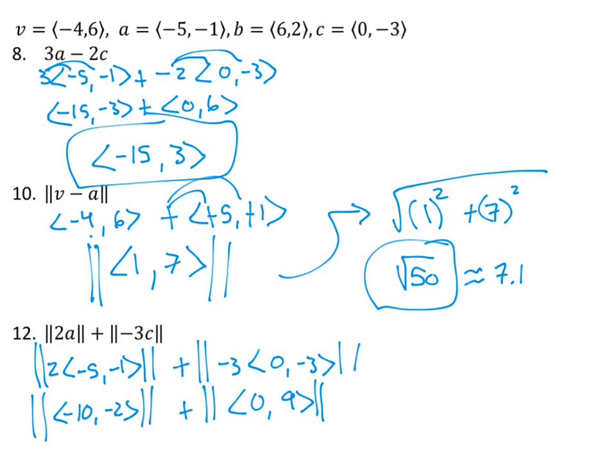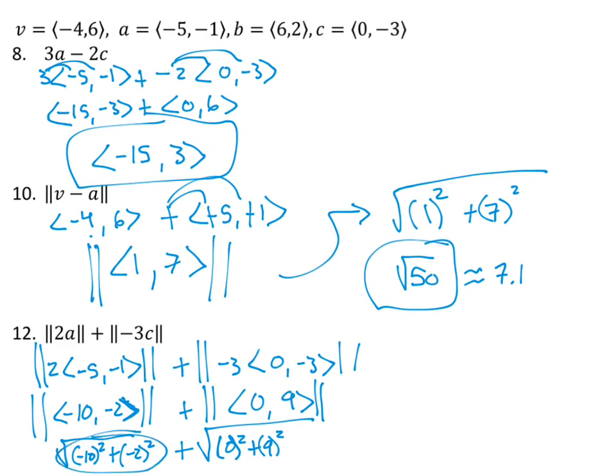Remember, to get magnitude, you're going to square both of them and then square root it. So this is really kind of turning into two different problems that you then combine at the end. So this part here is going to be square root of negative 10 squared plus negative 2 squared. That's supposed to be a bracket. And then plus the square root of 0 squared plus 9 squared. I'm putting parentheses because you do have to be careful about signs. If you don't put the negatives in your calculator, it tends to get the wrong sign at the end. So make sure you put parentheses around it.